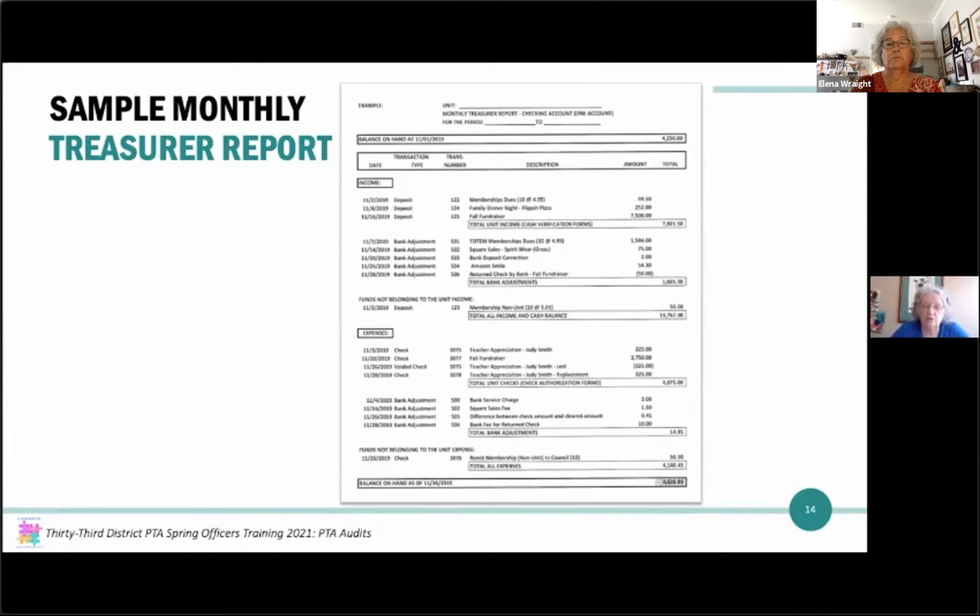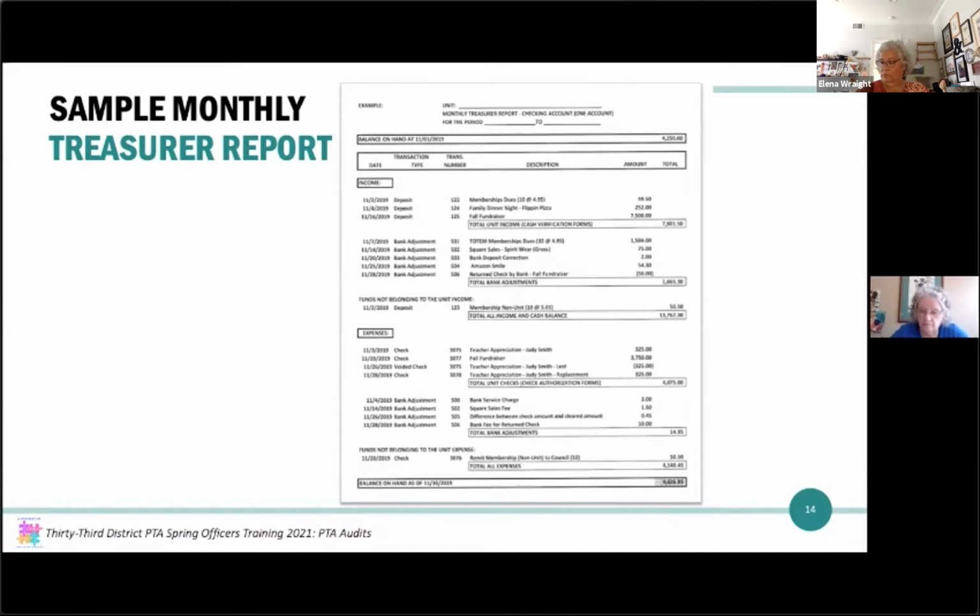So we have our source documents, which are cash verification forms and check requests and EFTs, but then we have bank adjustments that do not start or emanate from the unit, but rather emanate from the bank. Examples of these are total memberships. So you want to make sure that the treasurer records the total membership. Also Square sales, and lots of times treasurers will record the net at the bank as the income, and that's not correct.